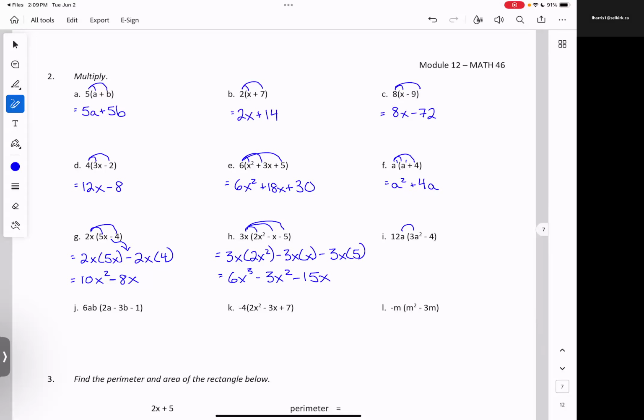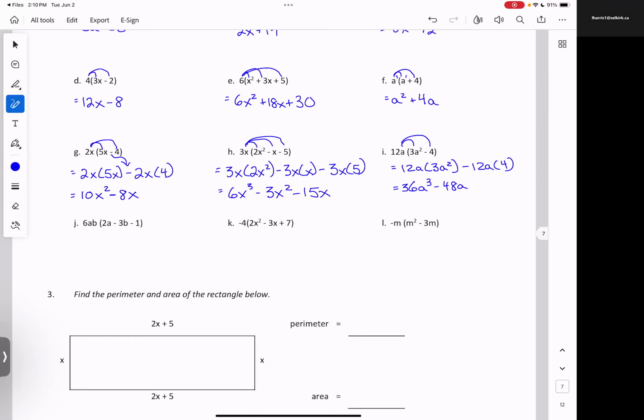Okay, next one, when we distribute that out, we'll have 12a times 3a squared minus 12a times 4. And so that gives us 36a to the power of 3. And then minus 48a.